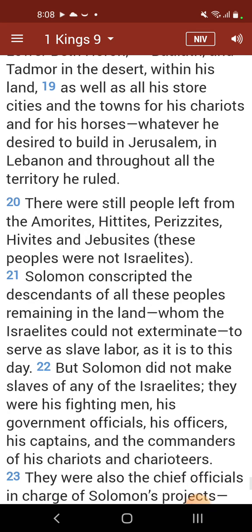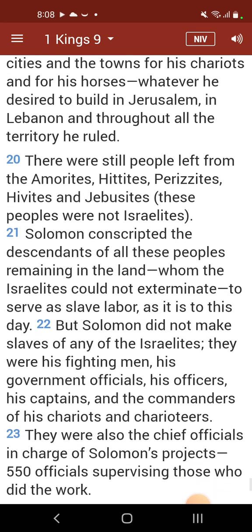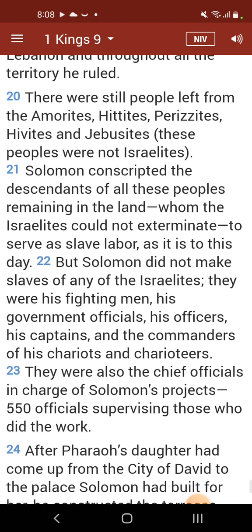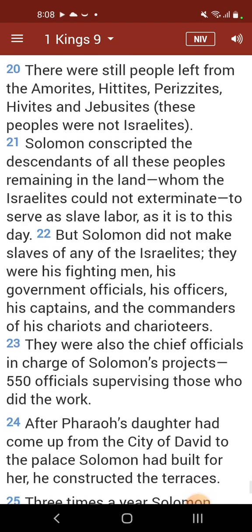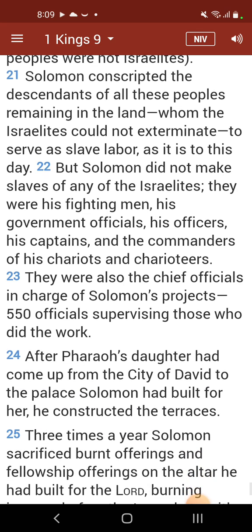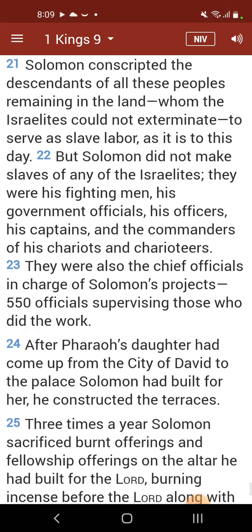There were still people left from the Amorites, Hittites, Perizzites, Hivites, and Jebusites. These people were not Israelites. Solomon conscripted the descendants of all these peoples remaining in the land, whom the Israelites could not exterminate, to serve as slave labor, as it is to this day.